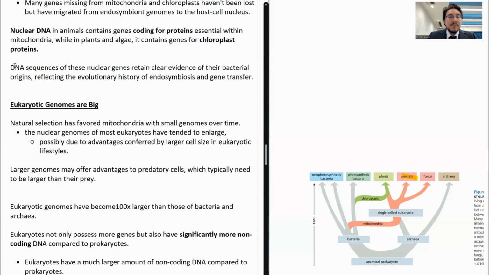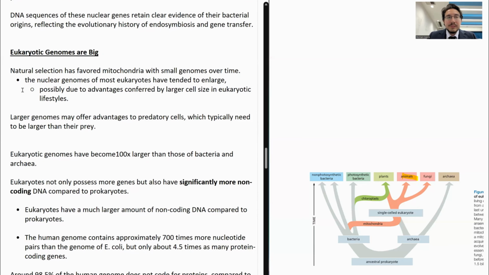So nuclear DNA of animals does contain genes that code for proteins essential for the mitochondria, and respectively for plants and algae in the case of chloroplasts. That's clear evidence of bacterial origin, of the endosymbiotic theory, showing some form of evolutionary history in the rise of eukaryotic cells, the process of endosymbiosis, and the concept of gene transfer from mitochondrial genomes integrating into larger nuclear genomes.